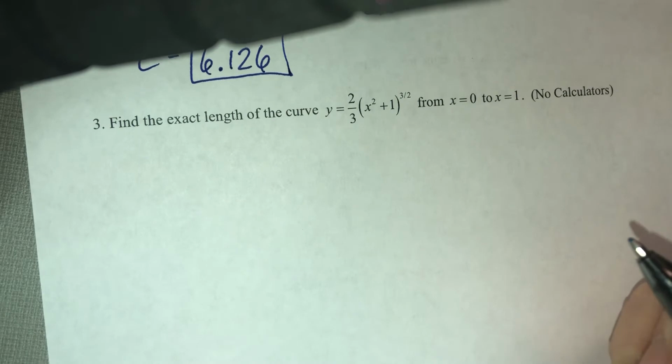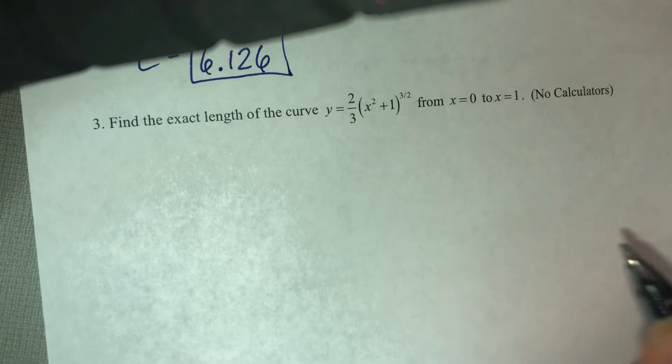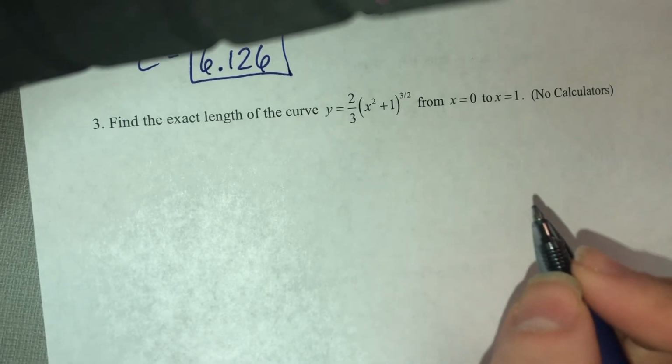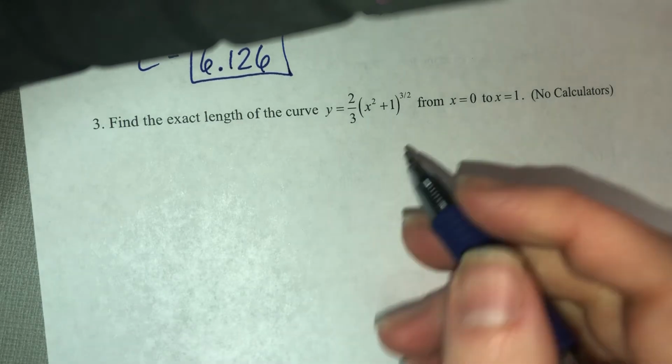All right, I'm going to assume you have stopped and tried this one on your own, so I'll just tell you the answer is 5/3. So if you got 5/3, you could probably fast forward to the next question. If not, let's make sure that you know how to get 5/3.